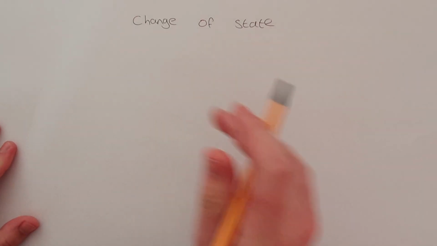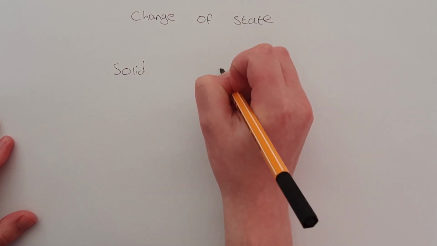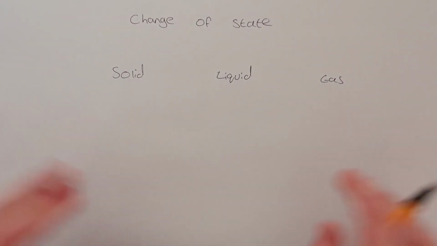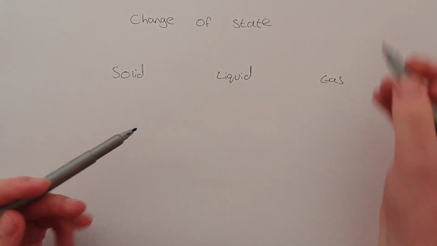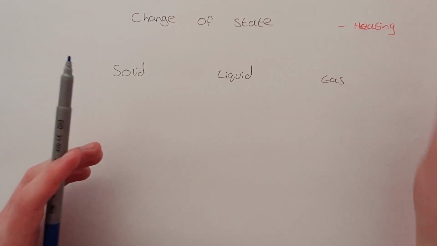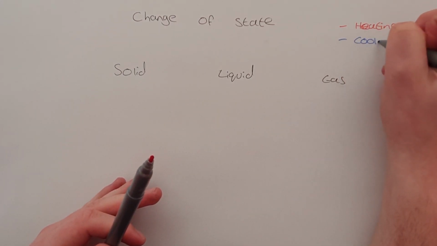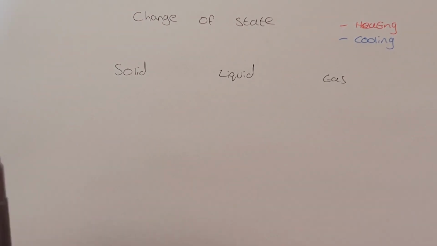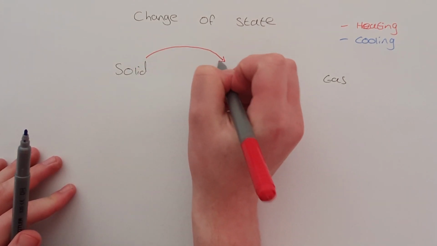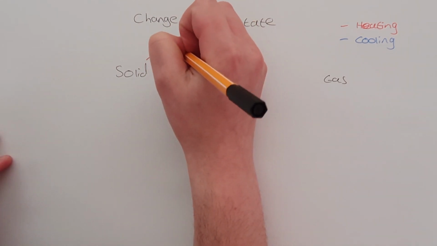So, first of all, we've got our three states of matter. We have got a solid, a liquid, and a gas. Red is going to represent heating, whereas blue is going to represent cooling. So, if we add heat to a solid to get to a liquid, we call this state change melting.